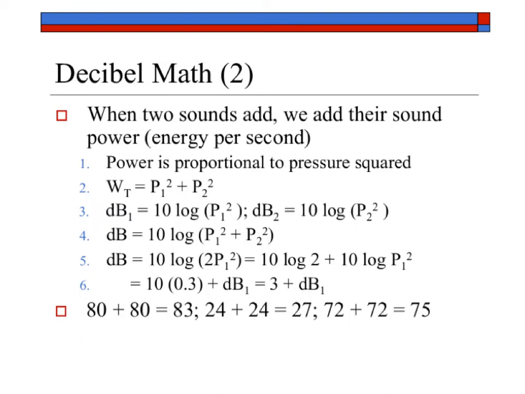It doesn't matter what the initial sound level was. If there's 2 that are the same, we're simply going to add 3 to each one. So 80 plus 80 is 83, 24 plus 24 is 27, 72 plus 72 is 75, and so on, because our mathematical derivation that you saw there didn't depend on what was the value of dB1 or P1, only that P1 and P2 are the same.